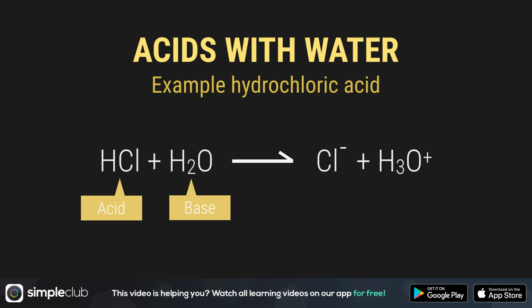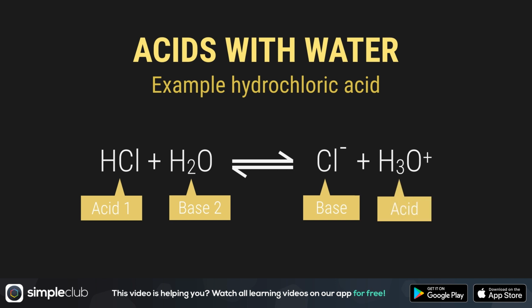Now let's move on to the general terms we use for this. The acid left is called acid 1. Here, water is our base, and it's called base 2. Why 2? Well, you'll find out in a sec. If we now look at the right side, we will find a Cl-. This is perfect for accepting an H+. On the other hand, H3O+ can easily donate another H+, for example, to the Cl-. Therefore, you can determine that H3O+ is an acid and Cl- is a base.